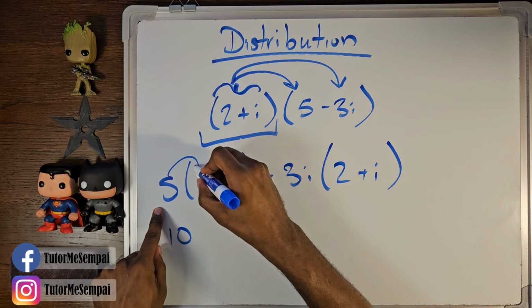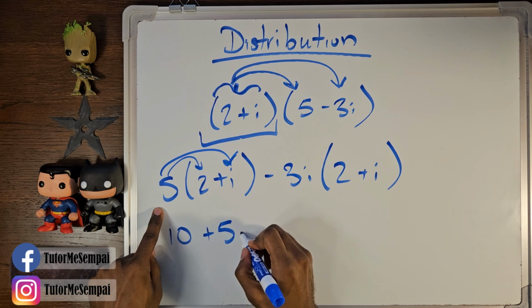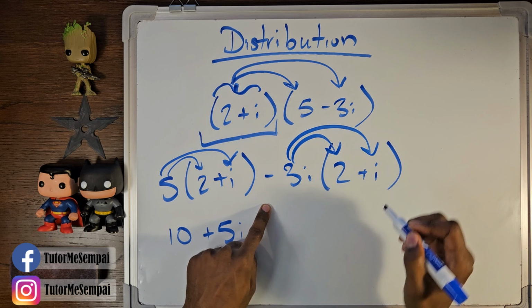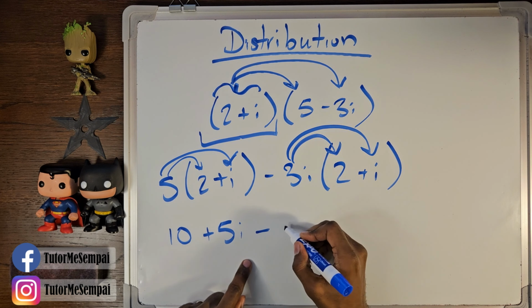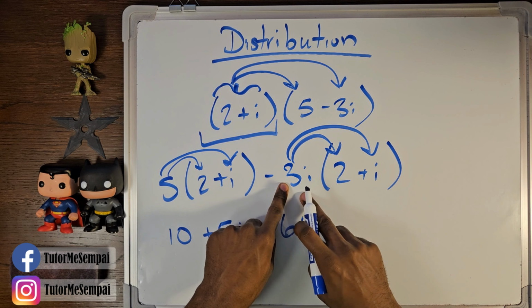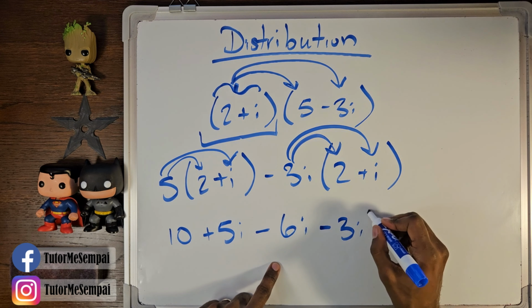We're going to do that to that and to that. So 5 times i is plus 5i. This is going to distribute to this and to that. So this is going to be a negative 3 times 2, which is going to give you a negative 6i, right? Bring your i there. And a negative 3i times i is going to give you a negative 3i squared.